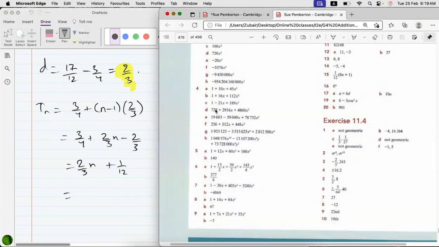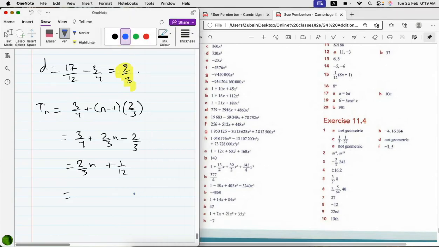1 by 12 is taken that common. Let me try if we are getting the same answer. That's 1 by 12 into 8n plus 1. When you multiply that, 8 by 12 and plus 1 by 12, 4 2 times, 4 3 times, so 2 by 3 and plus 1 by 12, we're getting same answers.